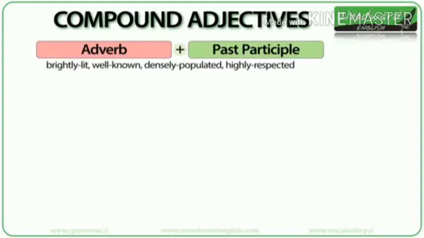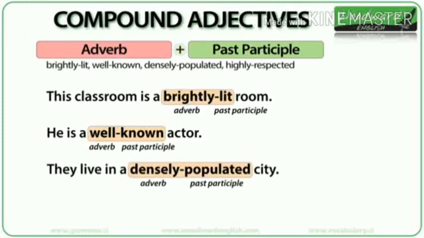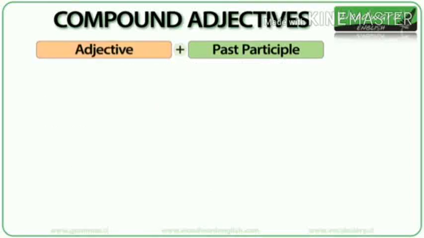Now, using adverb and past participle, we can make compound adjectives. For example, brightly lit, well-known, densely populated, highly respected. These are the compound adjectives which we use. So this classroom is a brightly lit room. He is a well-known actor. They live in a densely populated city. Now, dear children, brightly lit, well-known, densely populated. These are the compound adjectives.